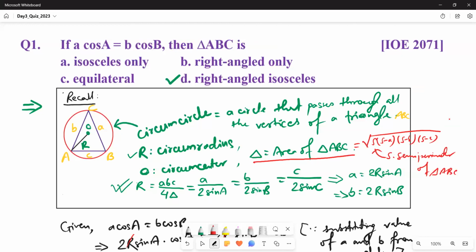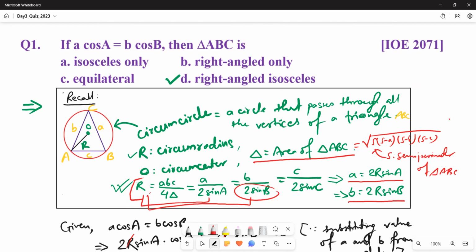So we have the relations R is equal to a times b times c by 4 delta, which is also equal to a by 2 sine A, b by 2 sine B, c by 2 sine C. From here we will proceed. From this, we can see a is equal to 2 times R times sine A. Again, transposing the sine B term to the left, we get b equal to 2 times R times sine B.